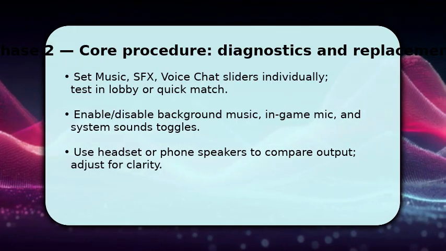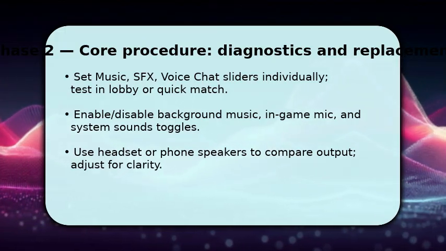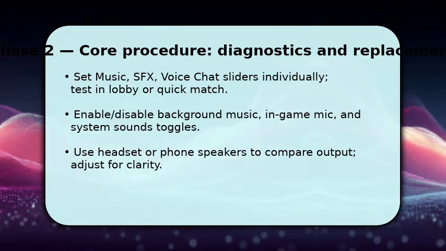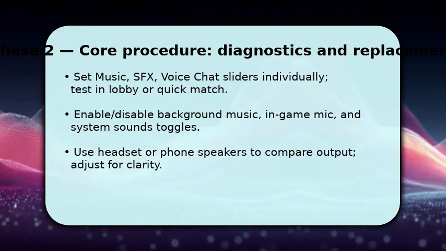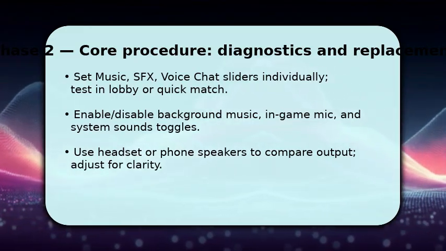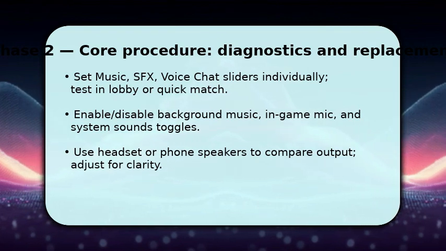For ranked play, increase voice chat and lower music so team calls cut through. Make sure to toggle mic and background music settings if you want them off. Once you compare headset versus phone speakers, you understand why these tweaks change perceived loudness and clarity, and you can fine-tune accordingly. Finish by exiting settings so changes persist.